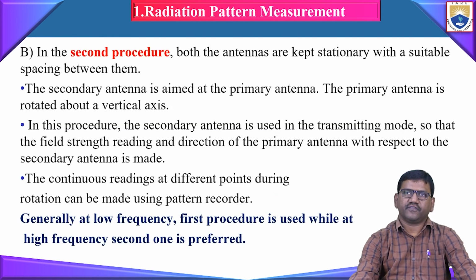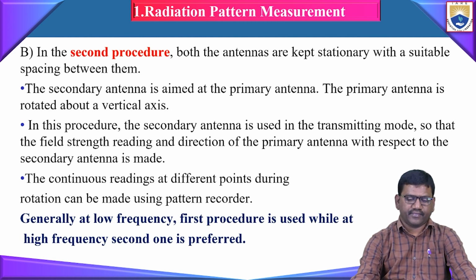So in the second process of radiation pattern measurement, both antennas are kept stationary with a suitable spacing between them. The secondary antenna is placed aimed at the primary antenna. The primary antenna is rotated about a vertical axis. In this procedure, the secondary antenna is used in the transmitting mode so that the field strength reading and the direction of the primary antenna with respect to the secondary antenna are made. The continuous readings at different points during the rotation can be made using a pattern recorder.